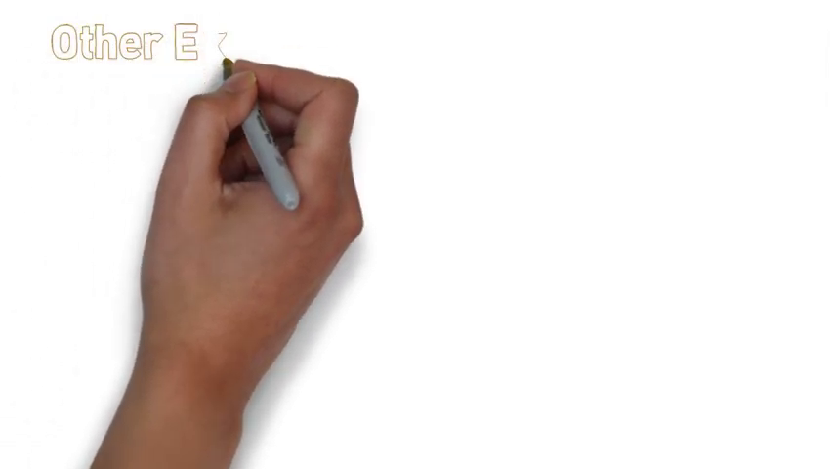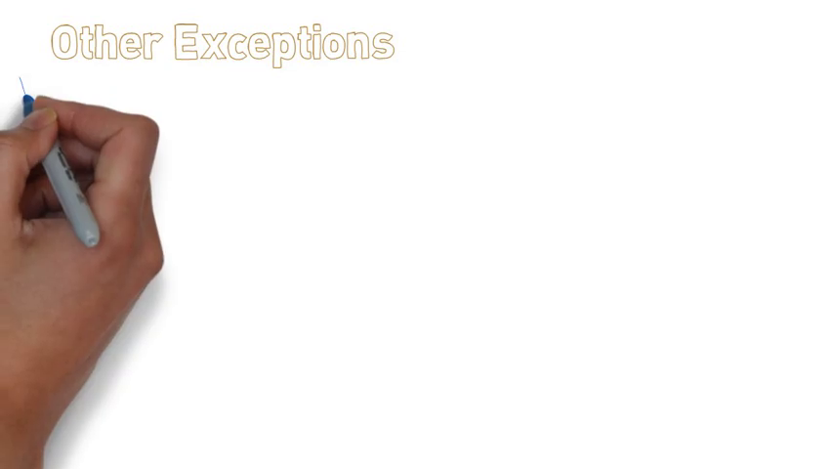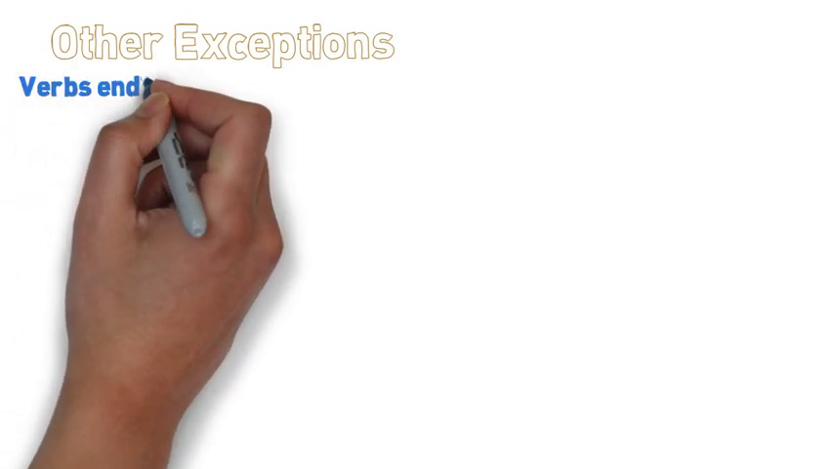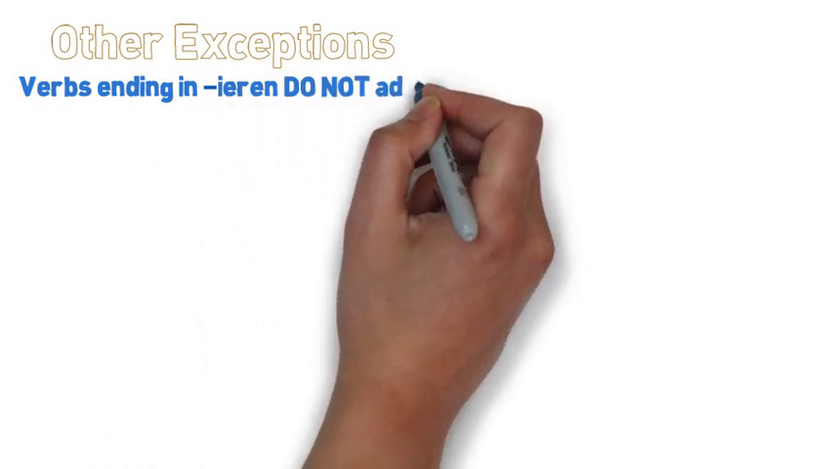There are some other exceptions or quirks that you should be aware of so you don't learn the past tense wrong the first time. First of all, verbs ending in ieren, I-E-R-E-N, do not add the usual ge to the participle.